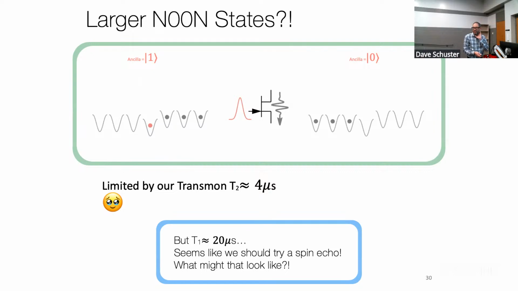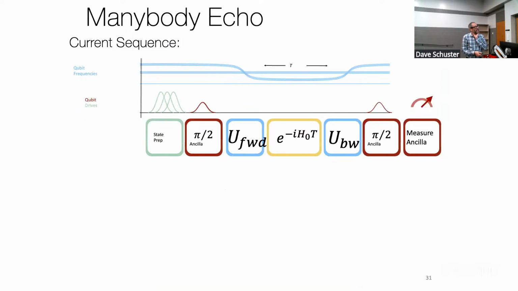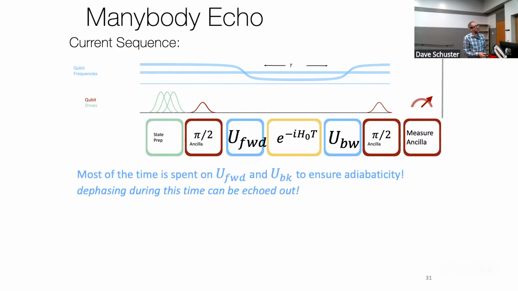But this is sort of a many-body state, so how can you do it? It turns out if you look at our sequence, we prepare our state, we make our superposition, then we adiabatically ramp, then this is the phase we're actually measuring, then we have to ramp back up, and then we do our thing. But if you look at the actual time spent, most of it's in the blue there. It's in these ramps because we have to go slow. So if we could echo that out, we could do it.